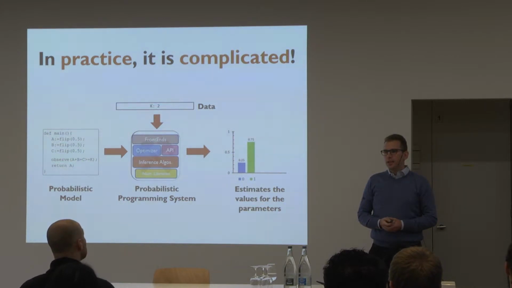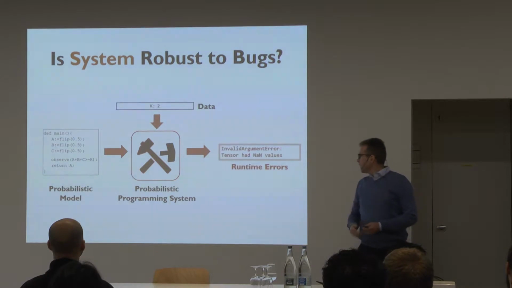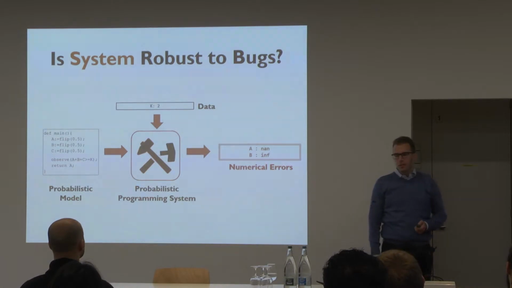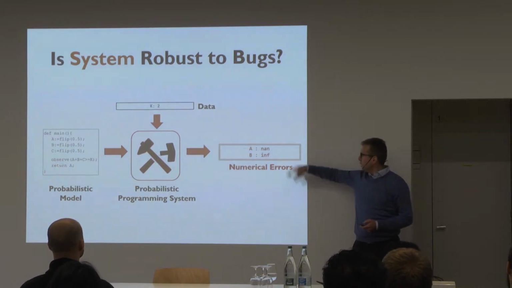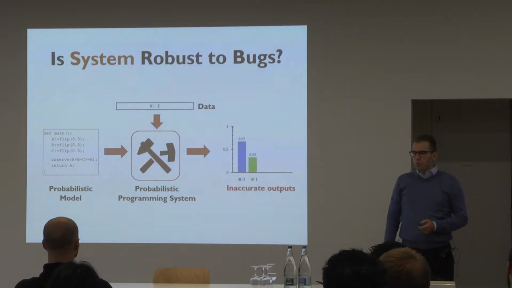Now this, of course, from all of us, when you put the software hat back on, the question becomes, okay, how robust are these systems to bugs? And what can happen if the system is a little bit broken? So here are some things that can happen. You may get runtime errors, that some tensors are wrong. You may get numerical errors. You really get some parameters that are NaN, some others are infinities, and so on. Or you may just have inaccurate results. And now, good luck finding those.